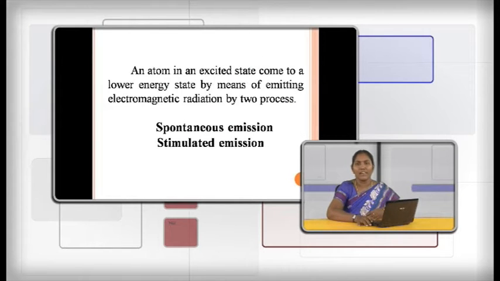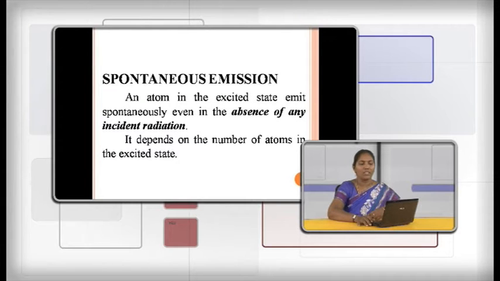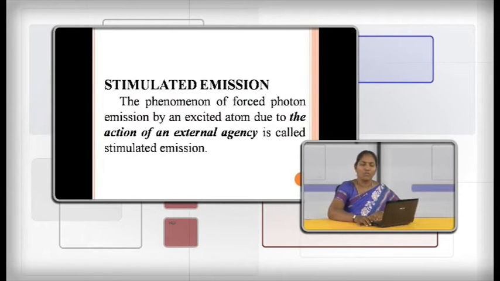The atom in the excited state comes down to the ground state by two processes. Emission can take place by two processes: spontaneous emission and stimulated emission. The atom in the excited state that emits spontaneously, even in the absence of any external agent, is known as spontaneous emission. It depends upon the number of atoms in the excited state. For stimulated emission, the phenomenon of forced photon emission by an excited atom due to the action of an external agency is called stimulated emission.